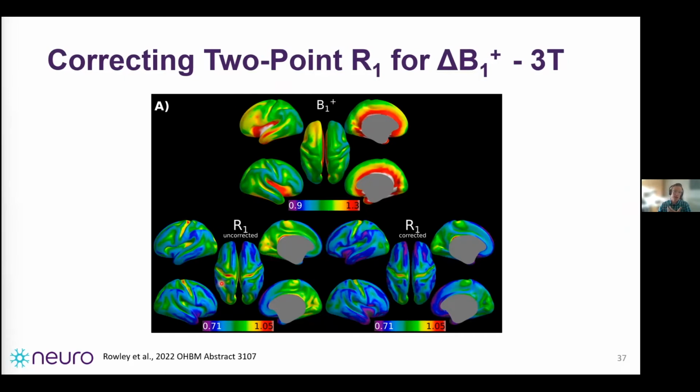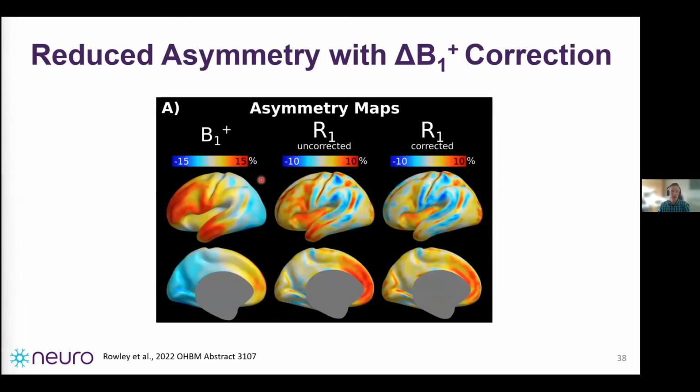In the last slide I showed, the R1 values increased. Here we're seeing a decrease, mainly because these B1 plus values are slightly above 1, but we do see a loss of asymmetry. They become more symmetric. To better quantify that, the nice thing about FreeSurfer when you're doing surface mapping is that it provides a one-to-one mapping between left and right, so you can calculate the left-right percent difference seen in the signals.